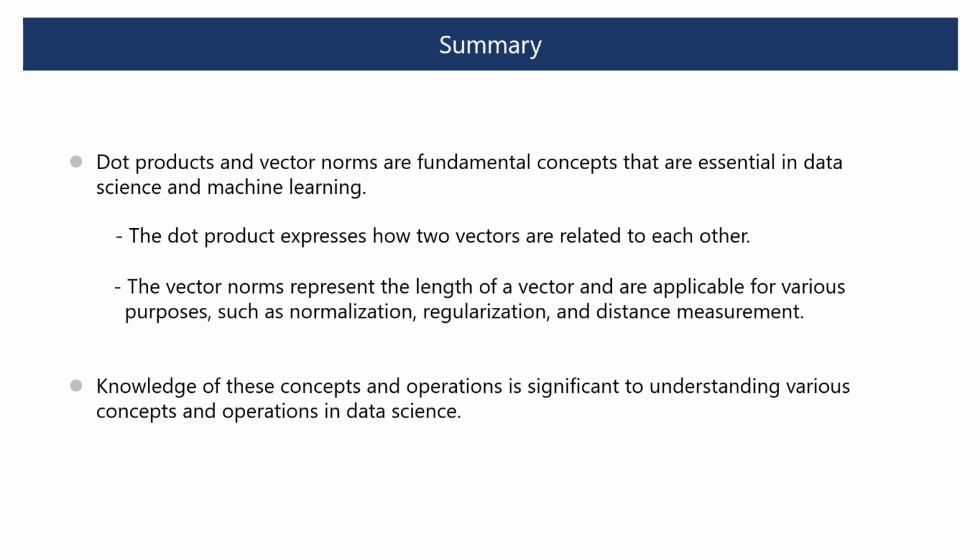The dot products and the vector norms are fundamental concepts of linear algebra that are very important in data science and machine learning. The dot product expresses how two vectors are related to each other. The vector norms represent the length of a vector and are applicable for various purposes, such as normalization, regularization, and distance measurement. Knowledge of these concepts and operations is significant to understanding various concepts and operations in data science.